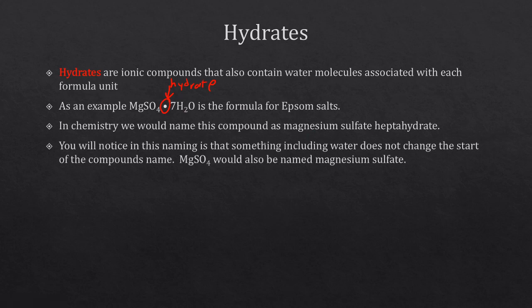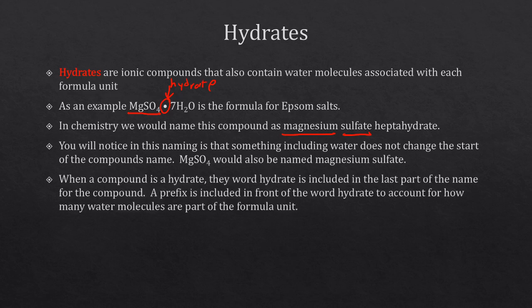So what you can notice in the naming is that something that includes water doesn't change the start of the compound. So this MgSO4 part, we don't change how we name it. So magnesium sulfate is how you would name MgSO4. But what you do is you change it by adding the word hydrate at the end and a prefix to account for how many waters there are.